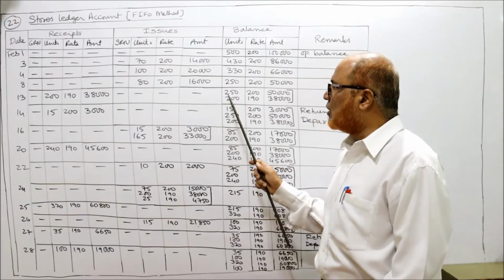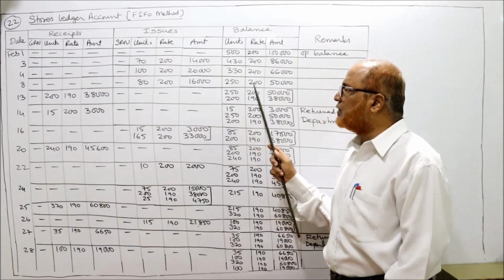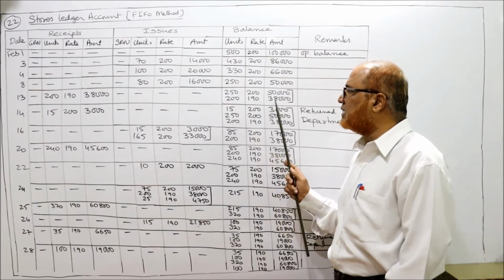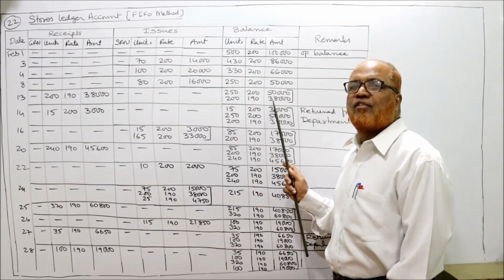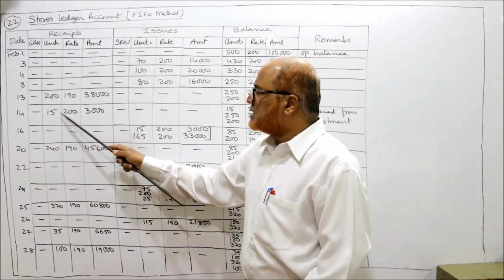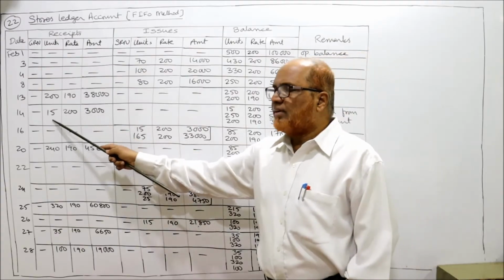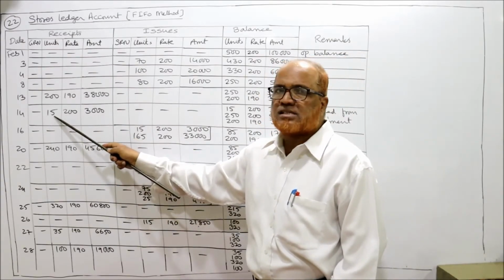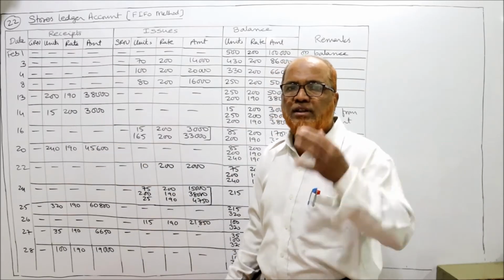So what is the balance now? Old lot 250 units, 200 rupees, 50,000. New lot 200 units, 190, 38,000. We are following FIFO method. That's why every lot should be kept separate. 14th, return from the department. It is given that on 14th there is a return of 15 tons. At what rate? Not given in the problem.